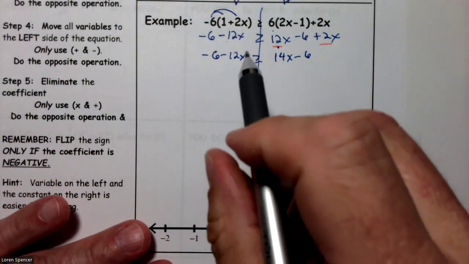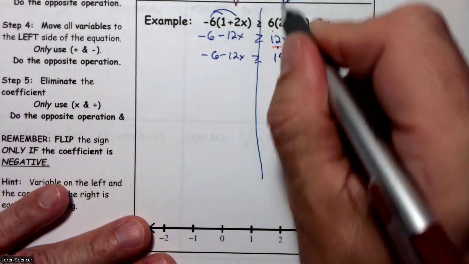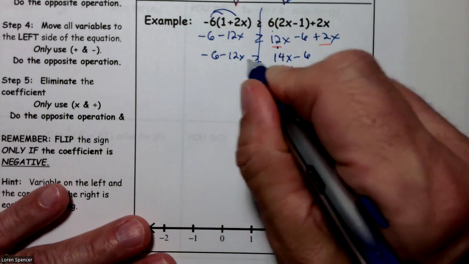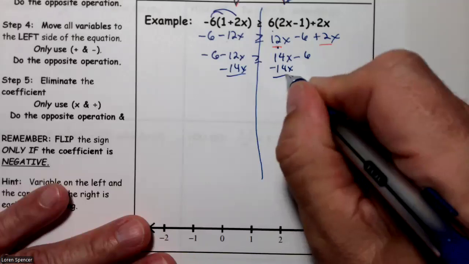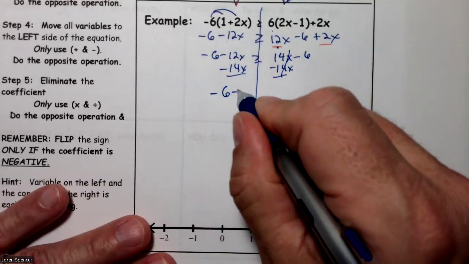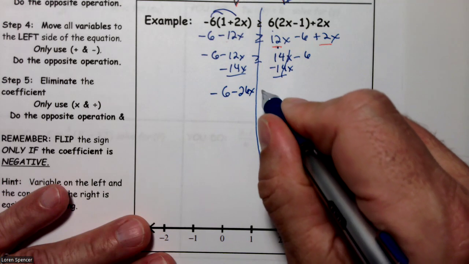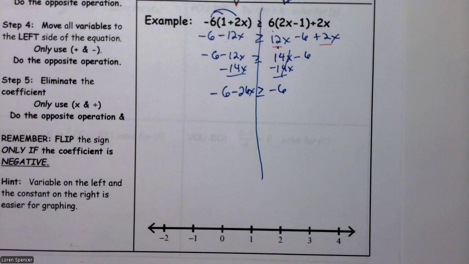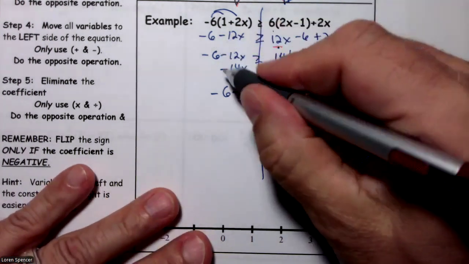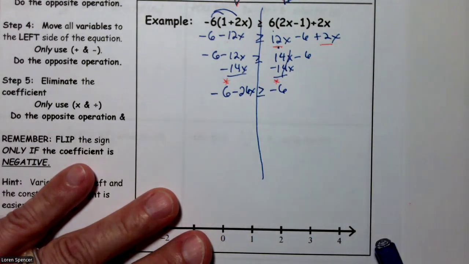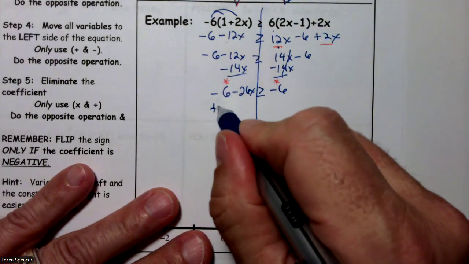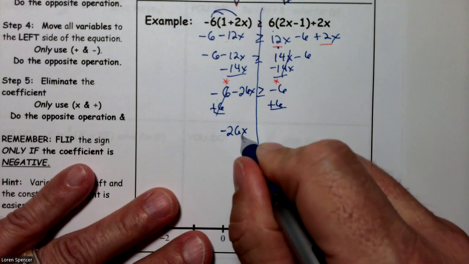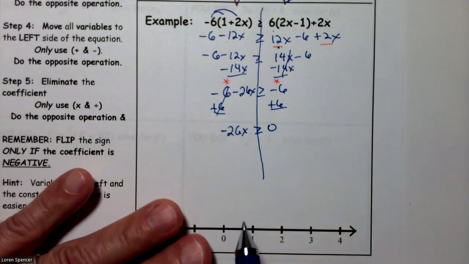Next thing we need to do is move variables. Well, we always want variables on the left. So I need to move the 12x is where it belongs, the 14x is not. So I need to subtract 14x. So negative 6 minus 26x greater than or equal to negative 6. I have constants on both sides. If I need to move the negative 6, I do that by adding 6. And negative 26x is greater than or equal to 0.